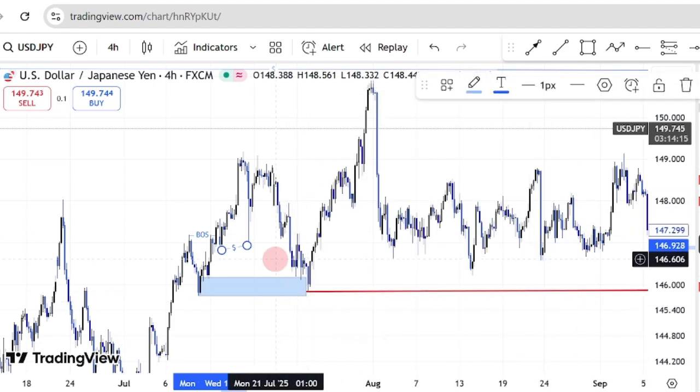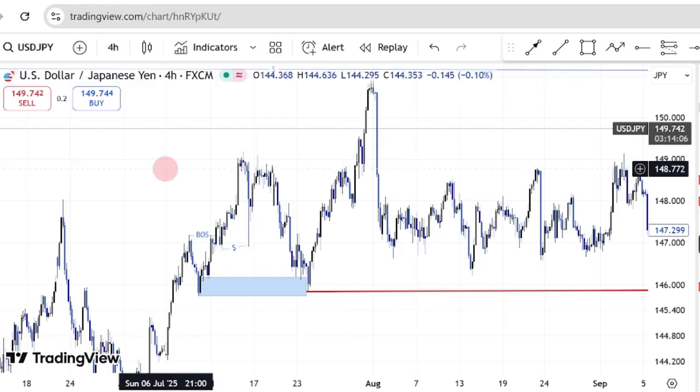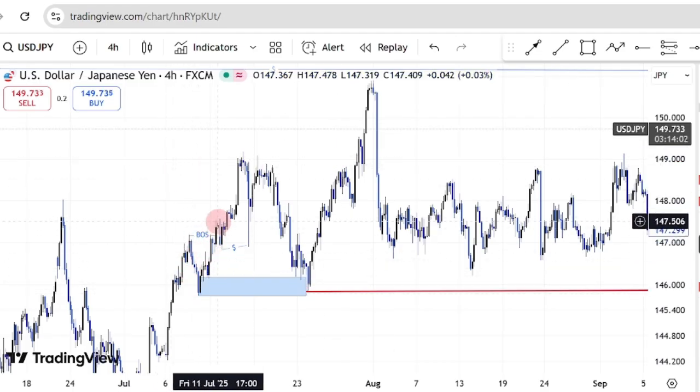Immediately price took out this liquidity, price tapped into the other block and reacted to the upside. So next time you want to place a trade on USDJPY, make sure you see a confirmed break. There should be confirmation, and this break shouldn't be with a candle wick. It should be with a candle body close.